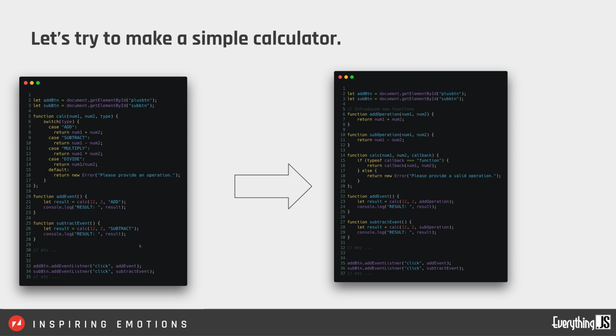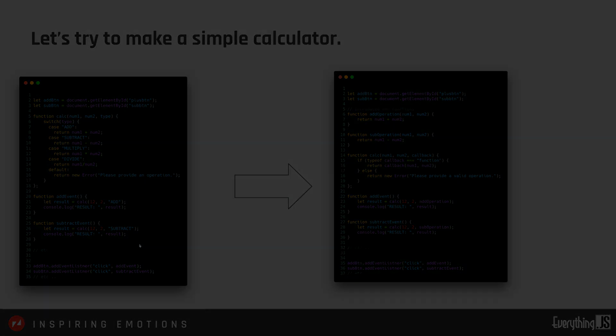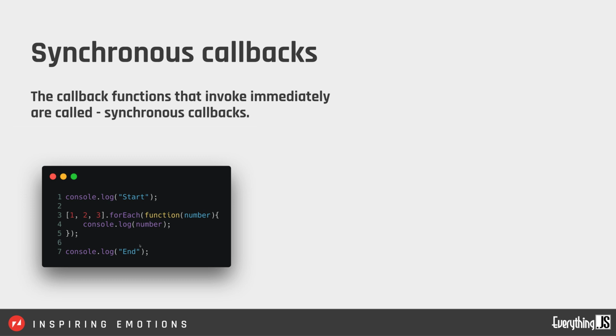But here, as soon as we call this function, it will immediately call this one and return the value. So we are not waiting for asynchronous things. These kinds of things we can define as a synchronous callback. Practically, when we develop our code base, most of the time we are using asynchronous callbacks, but there are some implementations using synchronous callbacks as well.